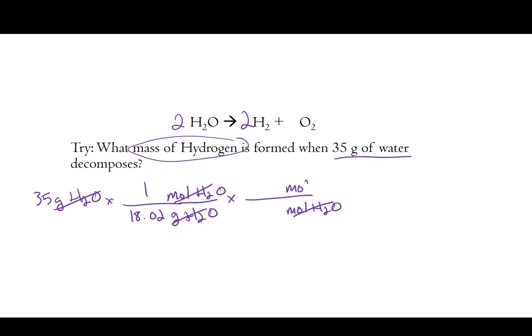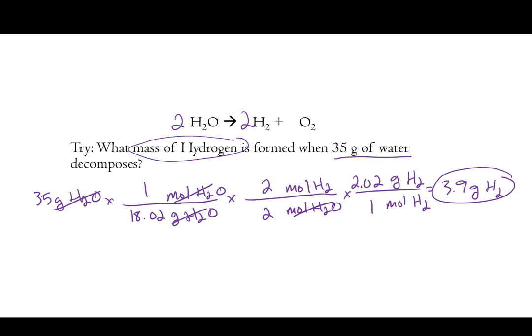And this is my mole to mole step, so I'm going to go to moles of hydrogen on the top, get my numbers from the balanced reaction. And then in my last step, cancel mole hydrogen, go to grams of hydrogen. 1 mole is the mass off the periodic table. This one's going to give you 3.9 grams of hydrogen.